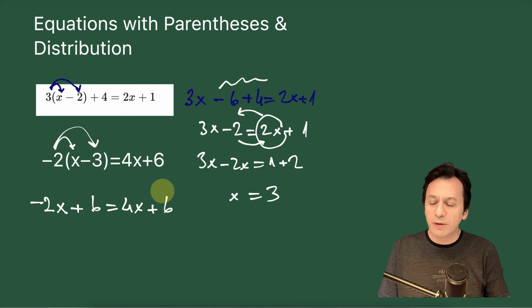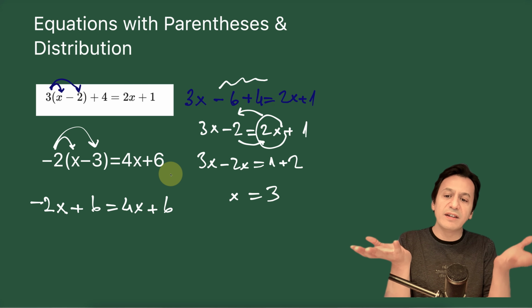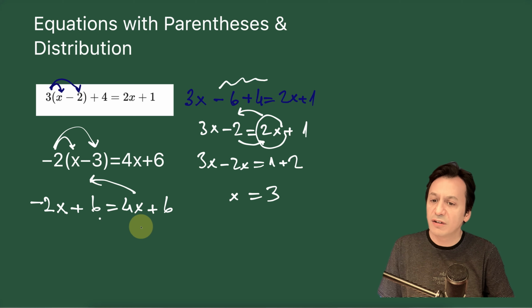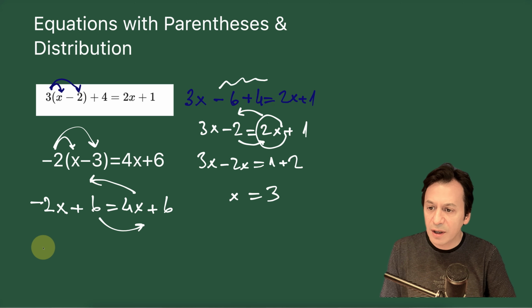Now, as I told you before, I will keep the unknowns on the left side and the numbers on the right side. So this 4x goes to the other side of the equation as minus 4x, and this goes to the other side as minus 6. Okay, minus 2x minus 4x equals 6 minus 6, minus 6x equals 0, and then you get x equals 0. Okay.